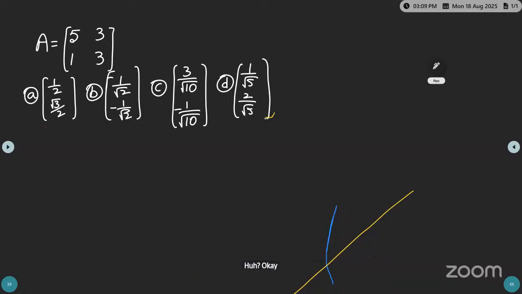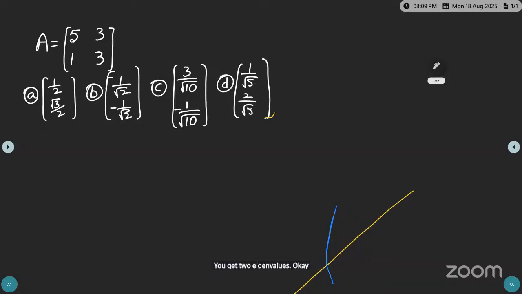Okay, right. One of the normalized eigenvectors. First you just find the eigenvectors. Okay. You need to find eigenvalues. How many eigenvalues are you going to get? 2, since it is of order 2 by 2. You get 2 eigenvalues. Okay.